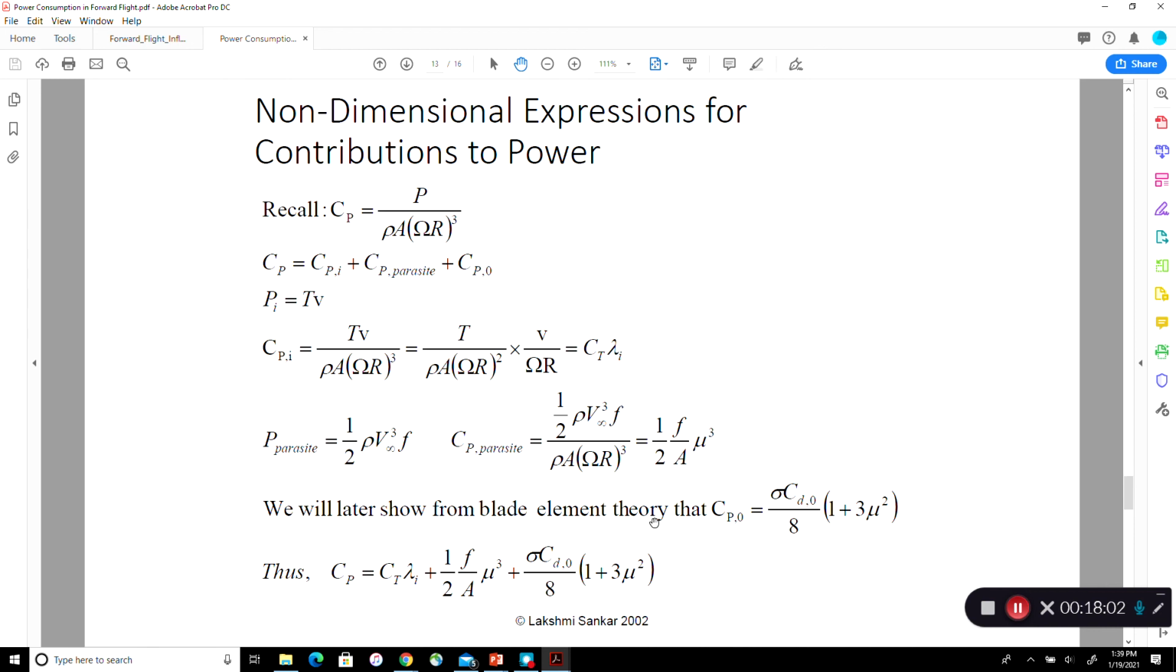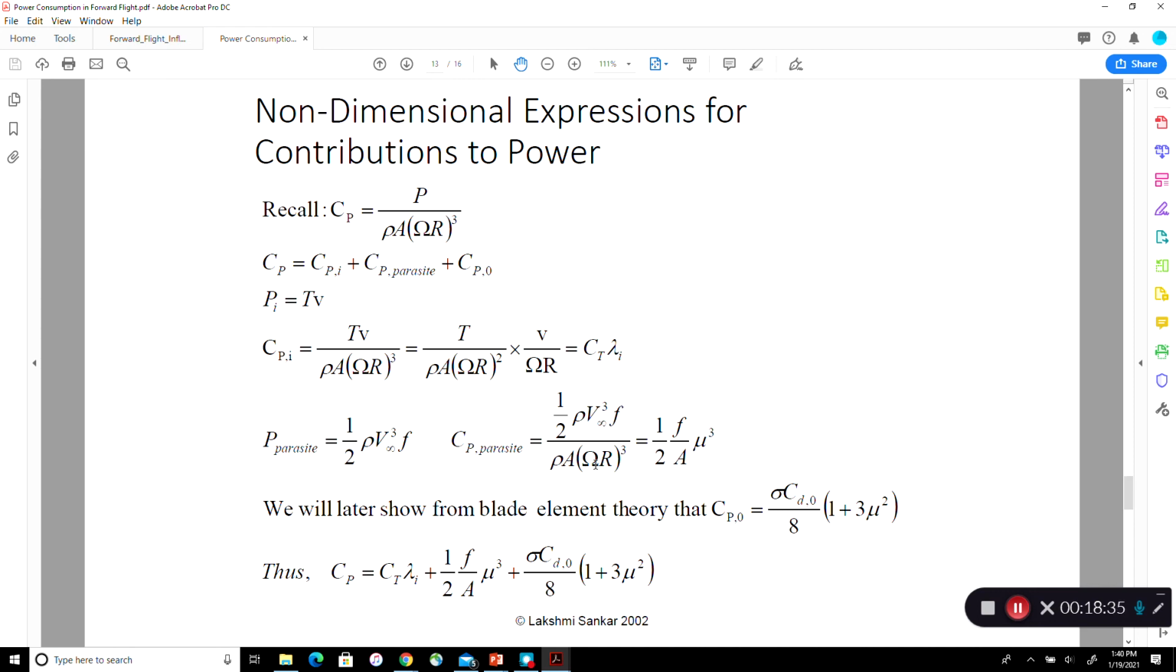Now the expression is Cp is Cp induced, Cp parasite, Cp naught. So Cp induced is the induced power, which is thrust times induced velocity divided by rho A omega R cubed. Split this into this component times this component, so it's Ct times lambda i. Parasite power is 1/2 rho V cubed times F. So it's 1/2 rho V cubed F.